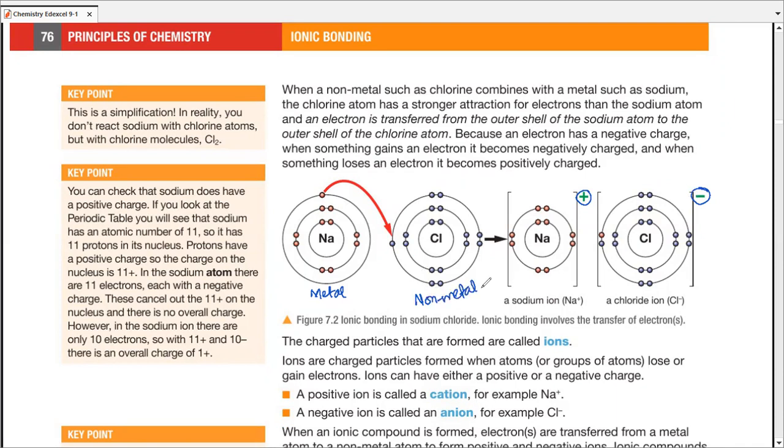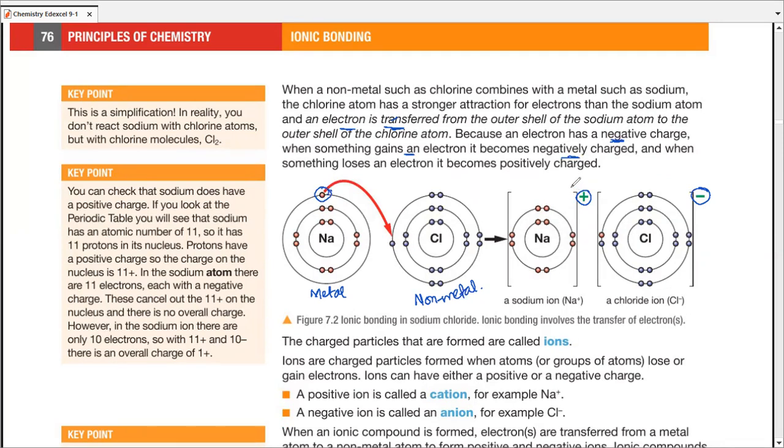But let's start with the basics. A metal gives an electron to a non-metal. This is the complete transfer of an electron, and this only happens from the outer shell of the metal to the outer shell of the non-metal. Remember, only outer or valence shells actually experience a transfer of electrons. No inner shells will do the same. So nothing is happening to the inner shell. Now, because the electron has a negative charge, when something gains an electron, it becomes negatively charged.